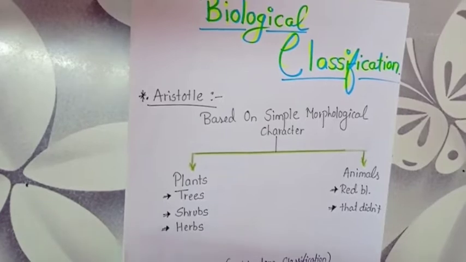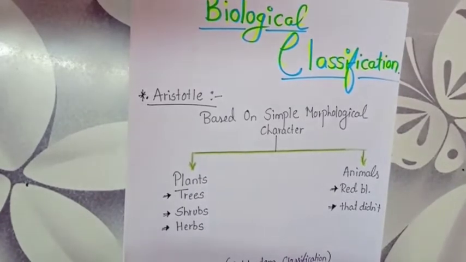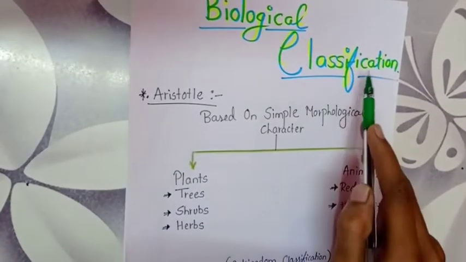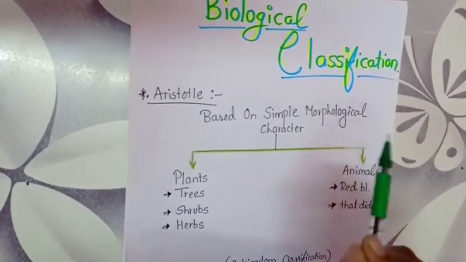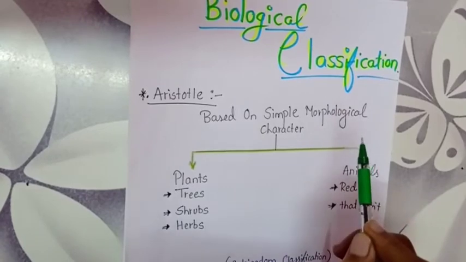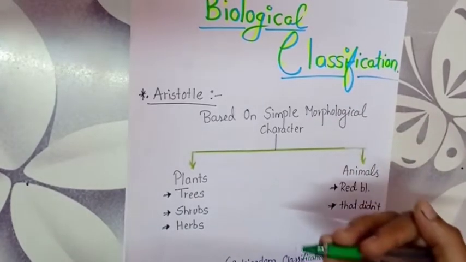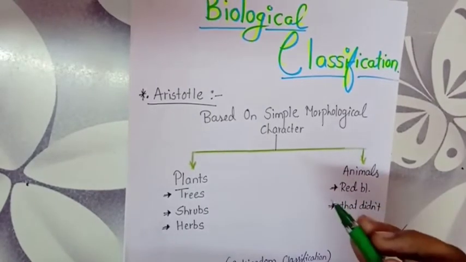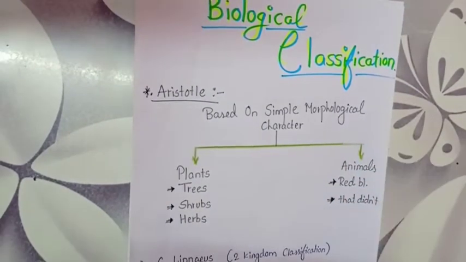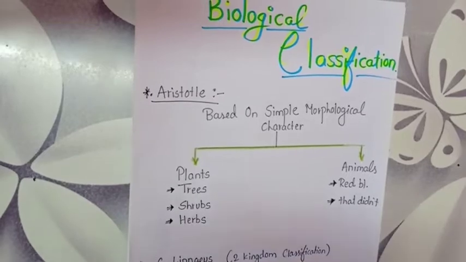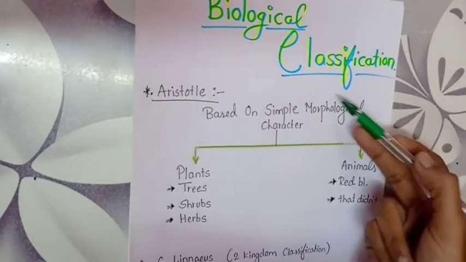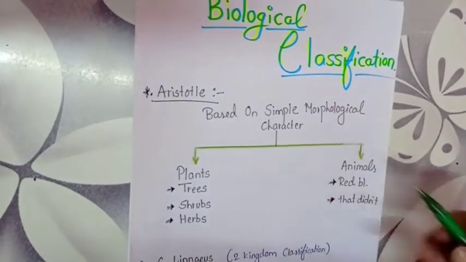In this video, we are going to see the second chapter in biology, that is biological classification. It is one of the important topics in biology. I have explained it in a systematic way that will help you in the theory exam as well as in NEET as well as in CET.